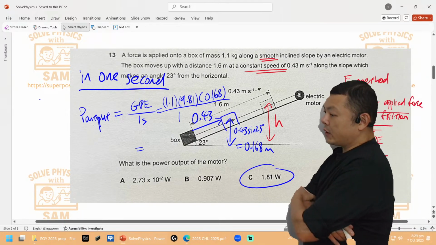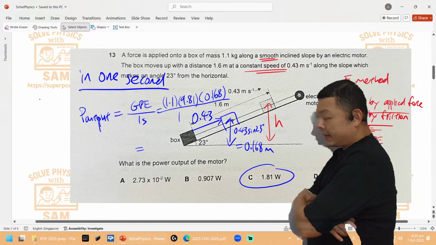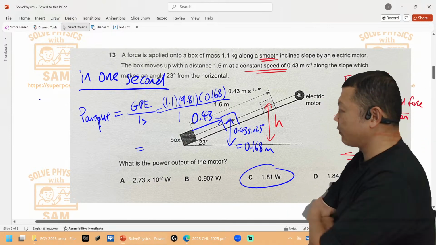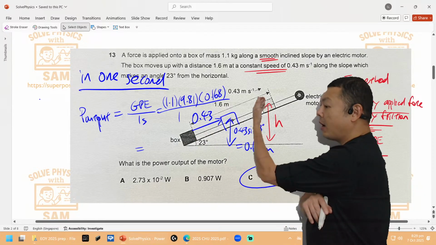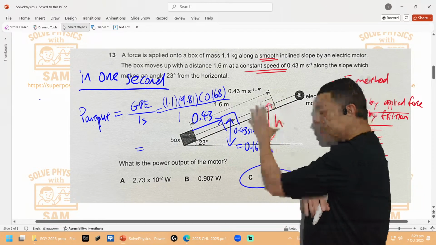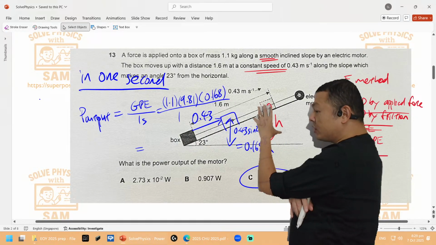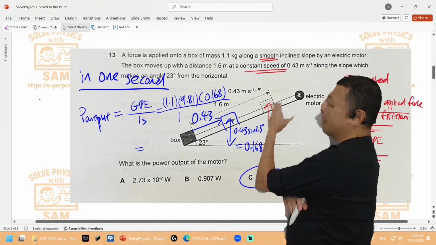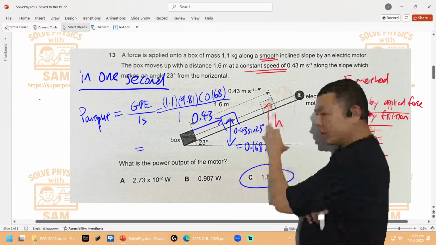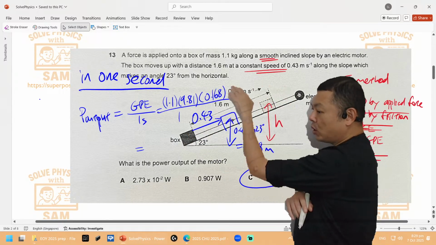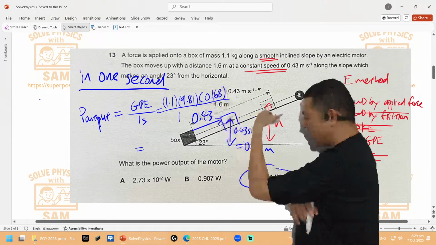So what you would have done for your method is you have found the total height gained by the box. You find the total height, and that means the total GPE gain, and you want to find the total time it took for the box to go up there. Total GPE gain divided by total time taken will give you the average power.